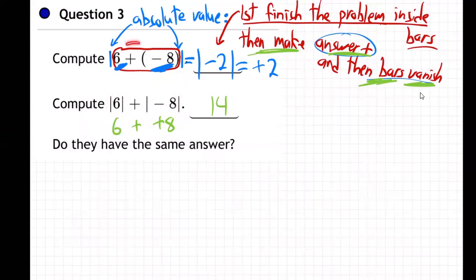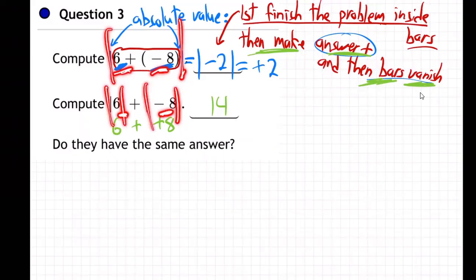Up here, same thing, but we had to finish the problem inside first. Got a -2. They made it positive, and then they vanished. So in the end, they're gone. Do they have the same answer? No, it matters. It matters whether, see how these are the same two numbers, but we have one big set of absolute value bars or two separate sets of absolute value bars. It's a different setup. There we go.